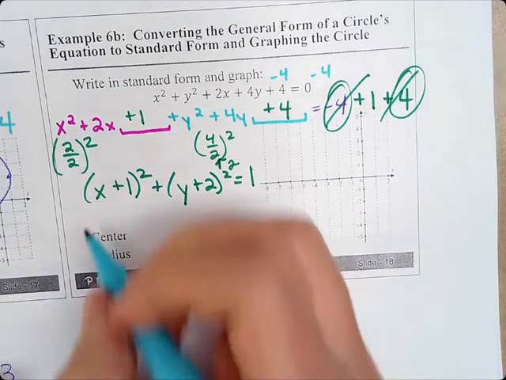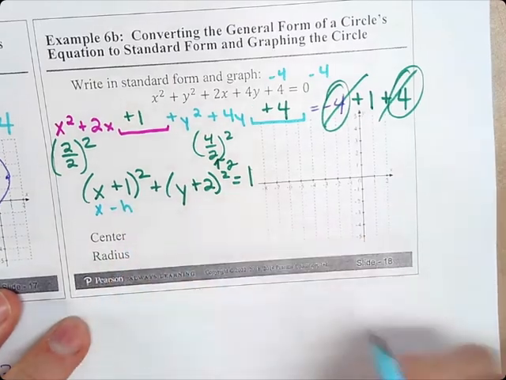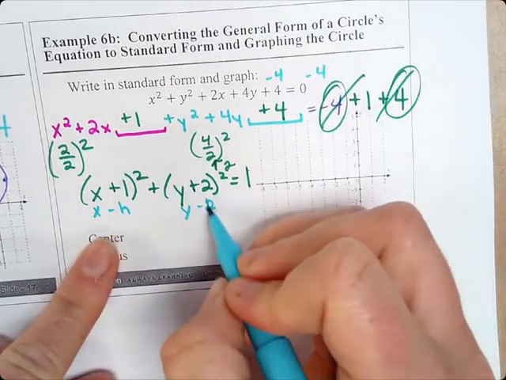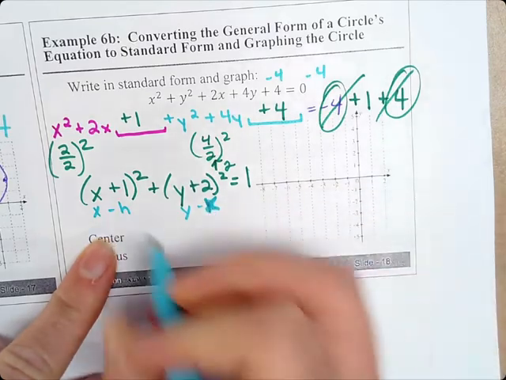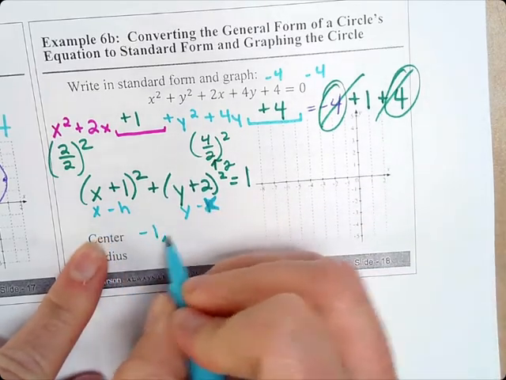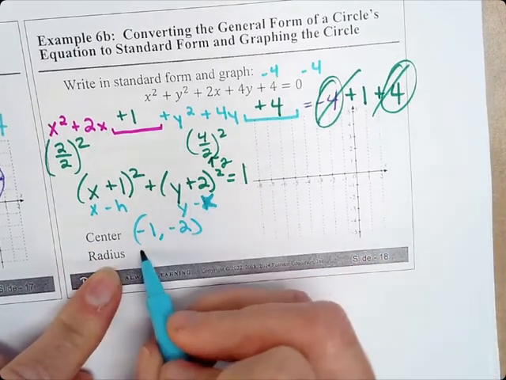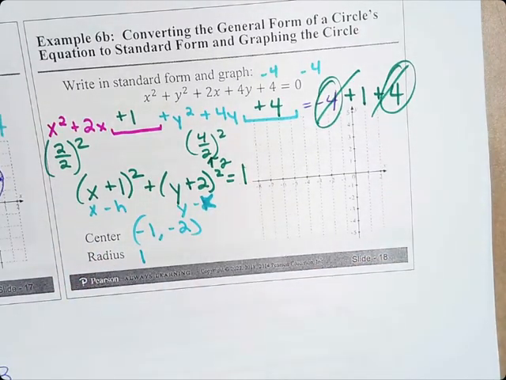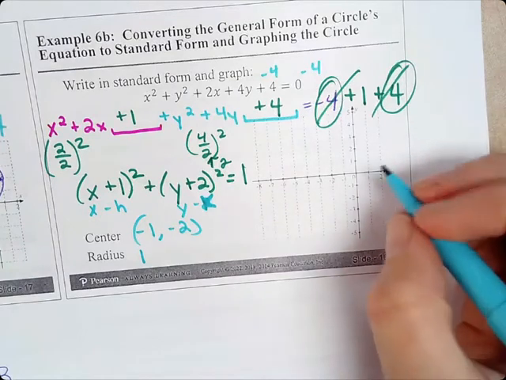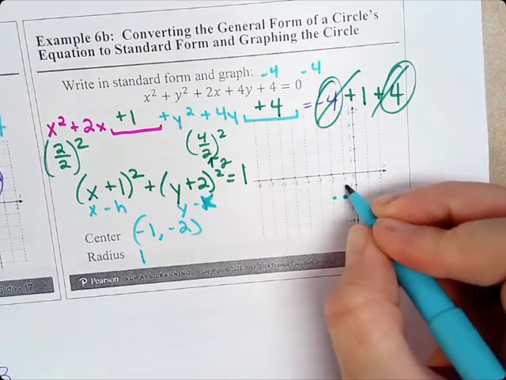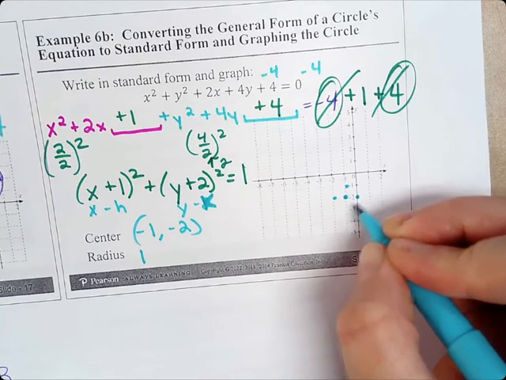So whenever we do the center, it's supposed to be x minus h. So it's always the opposite. Okay. So this would be a negative 1, negative 2. Square root of 1 is 1, so radius is 1. So you graph it, negative 1, negative 2, 1 unit in all directions. It's a really cute little circle.